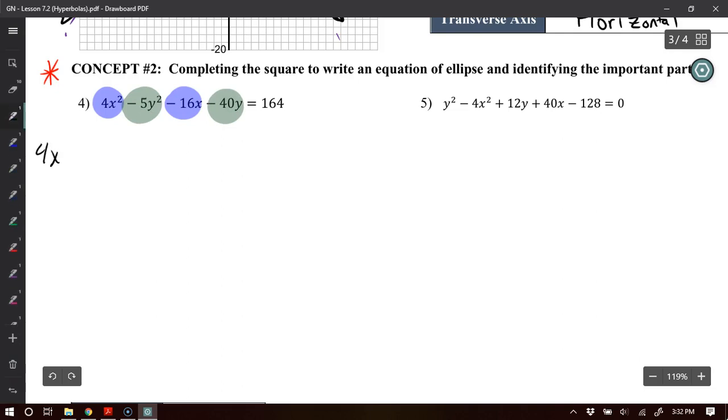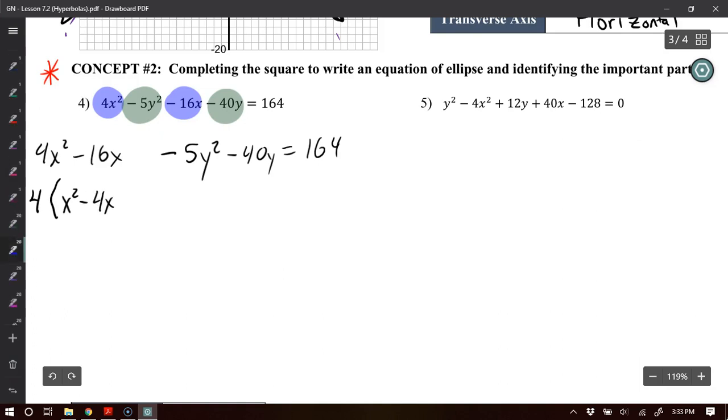So I have 4x squared minus 16x minus 5y squared minus 40y. The 164 is already on the other side, which is very helpful. Remember, we can only do the square x squared. I'm going to factor out that 4, so that gives me a minus 4x. And I'm going to insert my placeholder for when I complete the square. But here's the part that's tricky.